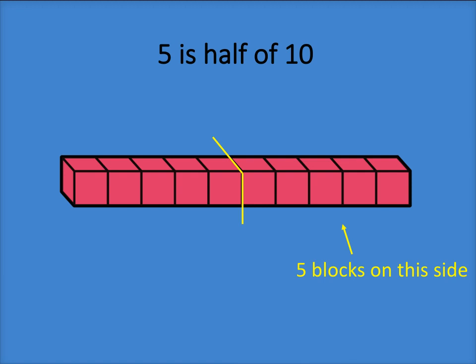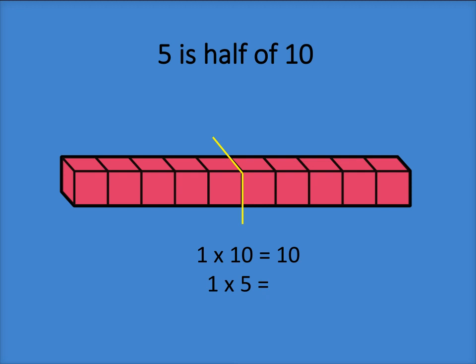If we look at the whole group of 10, we can say that one group of 10, or 1 times 10, equals 10. So if we just look at half this block, how many cubes would there be? If we were just looking at one group of 5, there would be 5 cubes. 5 is half of 10.